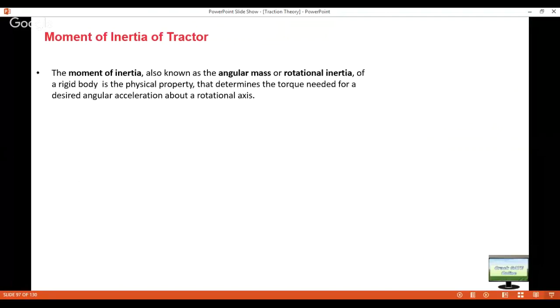As you all are already aware, if you have any rigid body or solid body, and if you want to give some angular acceleration, or rotate that particular solid body about any fixed point, then moment of inertia will help you determine the amount of torque needed to provide a desired angular acceleration or desired rotation to that body about that rotational axis. So this is what moment of inertia is. It is actually a physical property of the body.